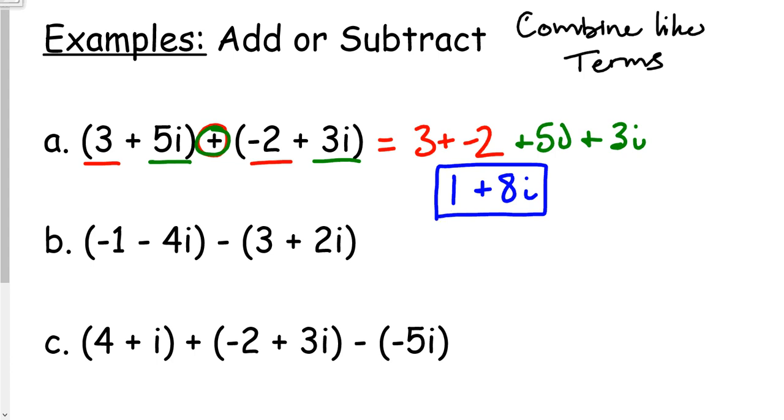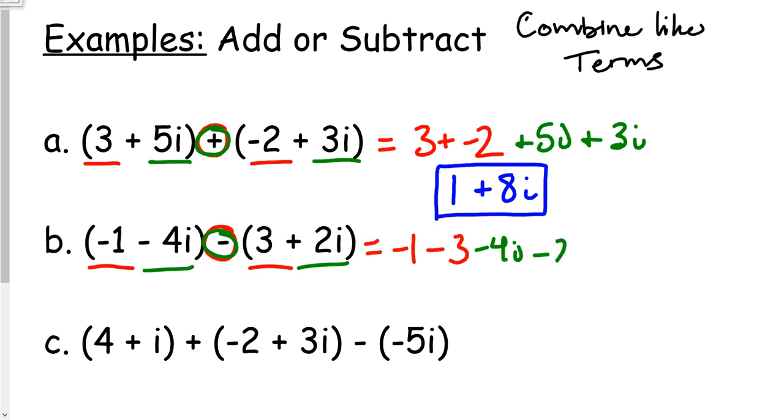If I take a look at example B, I'm also going and adding two complex numbers together. So again, I'm going to think about combining my like terms. I have negative 1, I have 3. Those are both my real number values, and my operator between them is a minus sign. So this can be expressed as a negative 1 minus that operator from the middle, 3. My imaginary values are negative 4i, operator of negative, and then positive 2i. So I have negative 4i minus 2i.